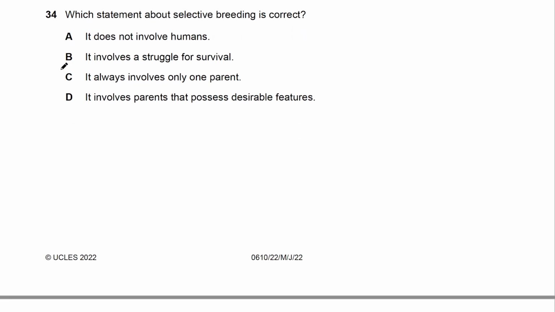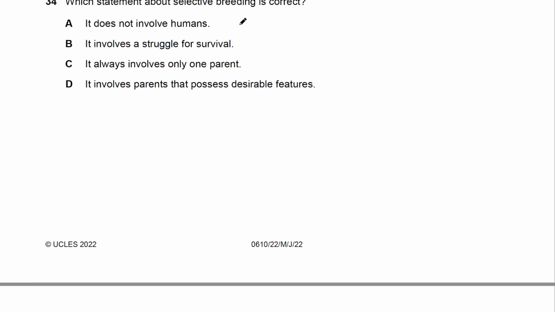Moving to question number 34. Which statement about selective breeding is correct? A, it does not involve humans. That's wrong. B, it involves a struggle for survival. Why do we need it then? C, it always involves only one parent. Also, that's wrong. D, it involves parents that possess desirable features, and this is actually the definition of selective breeding. That means question number 34 answer is D.